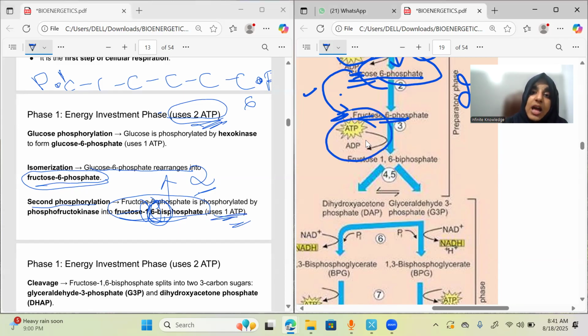As you can see in this diagram, 1 ATP is converted into ADP, and the second phosphorylation occurs where fructose 6 phosphate is converted into fructose 1,6 bisphosphate. Okay?